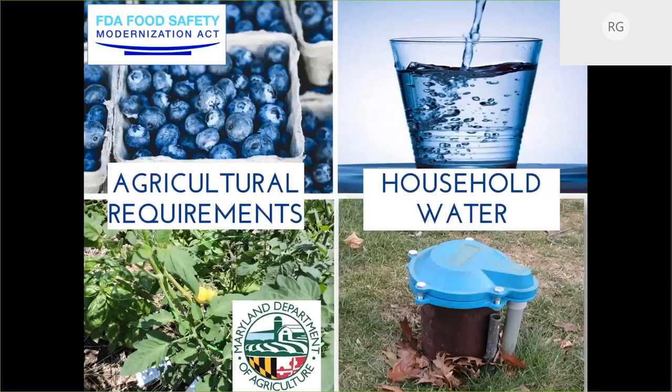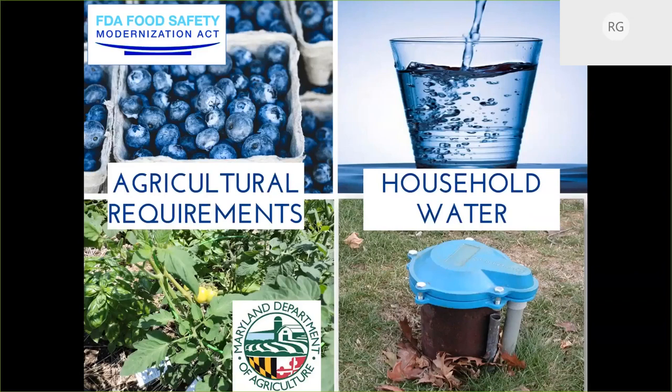So there are a number of reasons why you might be interested in testing your water. If you're on a farm, you might be required to test your water by a number of different regulations designed to protect food safety. Those could be FDA's Food Safety Modernization Act, or FSMA, or if you are doing GAP certification, Good Agricultural Practices, those both have water testing requirements. And I'll go into more detail about FSMA and its specific water testing requirements on the next few slides.